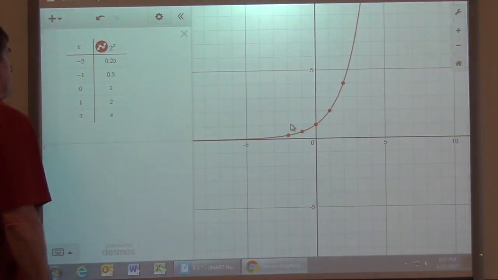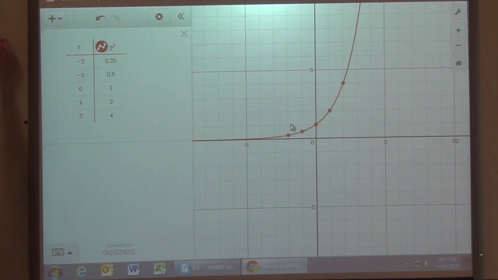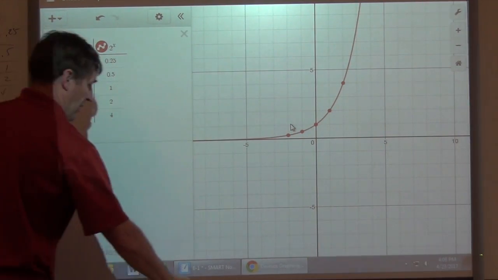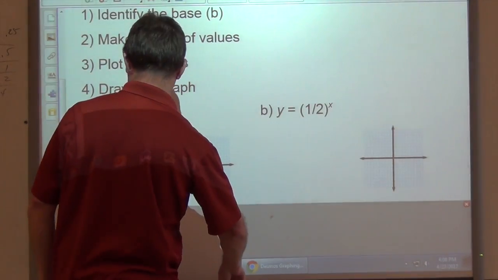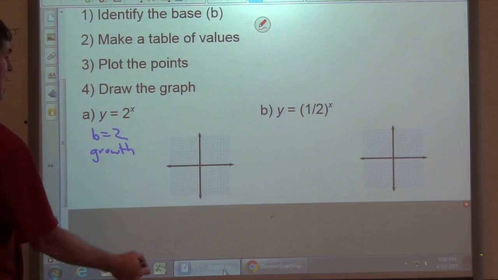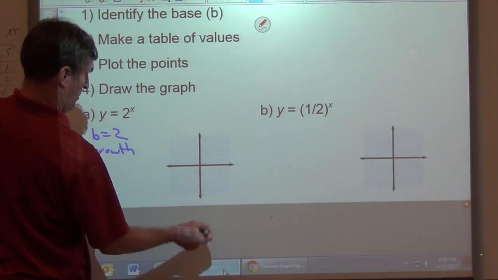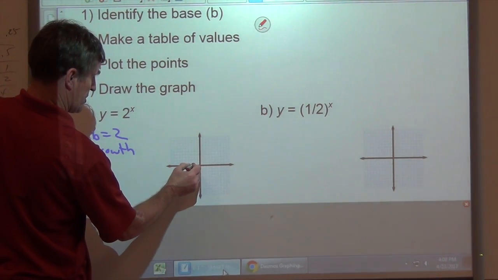But if we were to do this, at -2 we're at 0.25, at -1 we're at 0.5, at 0 we're at 1, at 1 we're at 2, at 2 we're at 4. So now if I was to graph this, I would go back, and so at -2 we're at 0.25, so we're really close here.